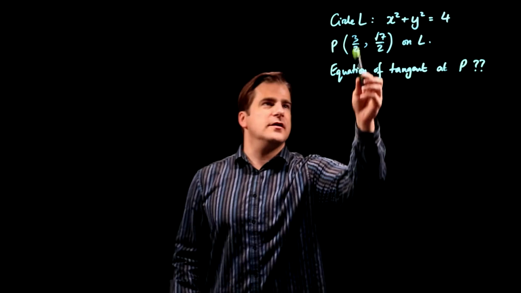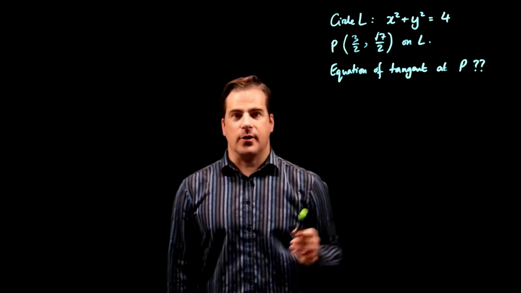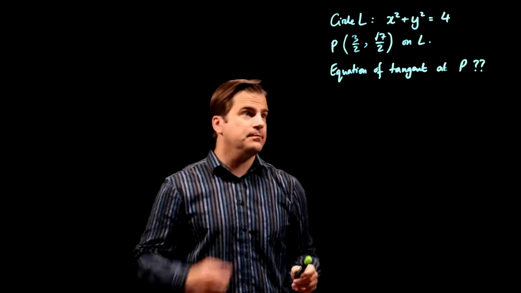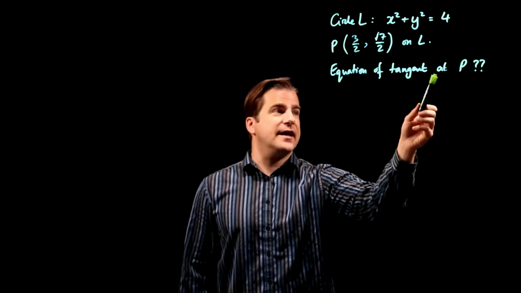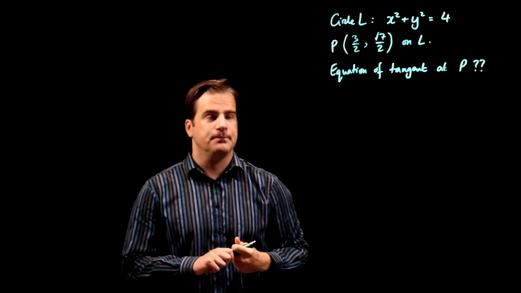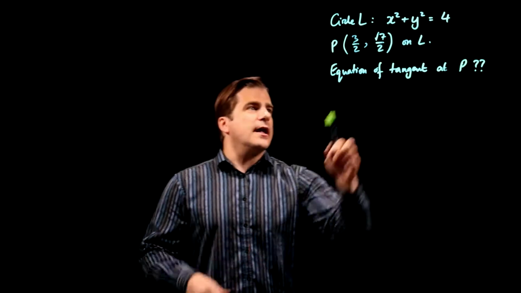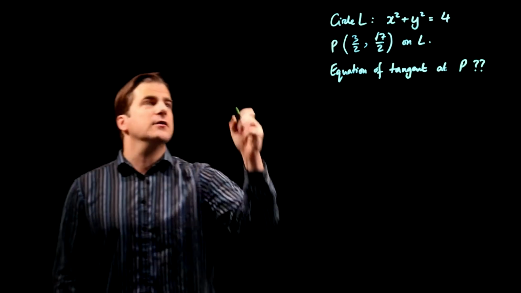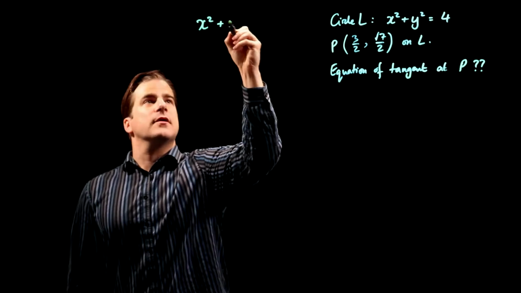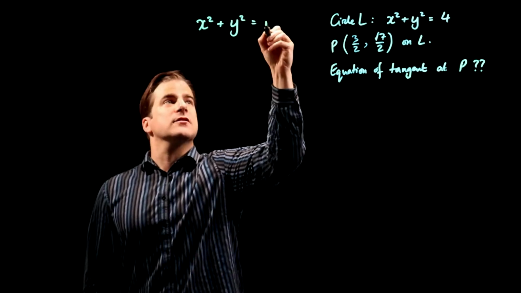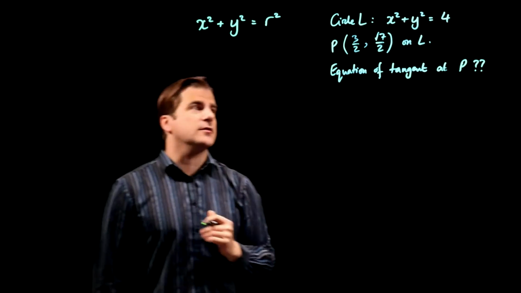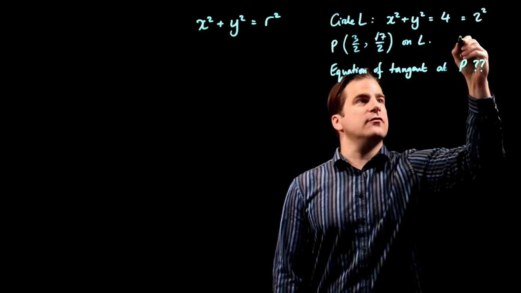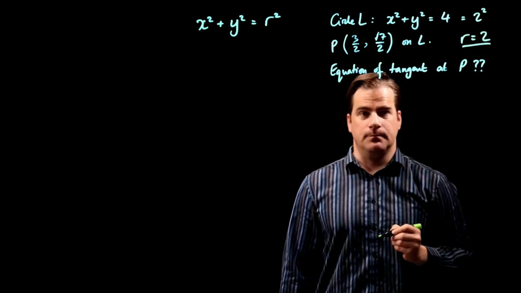Okay, we've got a circle given by the equation x squared plus y squared is 4. P is a point on that circle with these coordinates, and we have to find the equation of the tangent to the circle at the point P. Now this equation is in the general form for the equation of a circle, which you need to know: x squared plus y squared equals r squared, where r is the radius of the circle. So 4 is 2 squared, therefore the radius of this circle is 2.